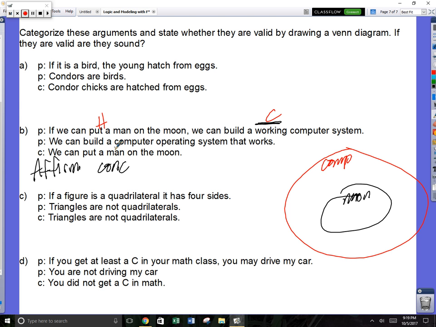So therefore we can deduce that we can put a man on the moon. So if we can build a computer, I don't know where to put myself. I put myself there, I put myself there. I got two options, and because I don't know which of the two options to go with, it is invalid.